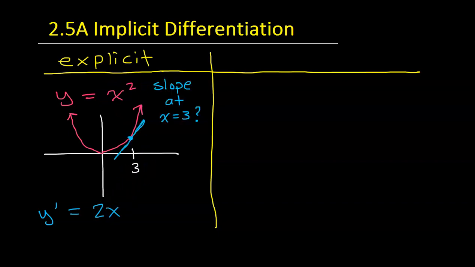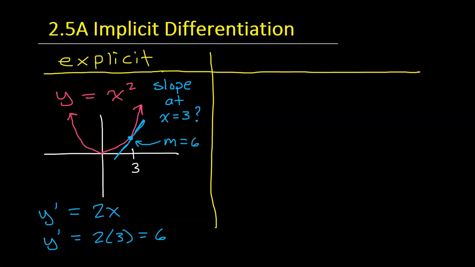Now, what if I wanted to know the slope at x equals 3? The slope right here. Well, we could just substitute 3 into the derivative, and that's going to give us the slope. So the slope at 3 would be 2 times 3, which would be 6. So the slope right here at this point is 6. That's how it works for explicit. That's pretty much what we've been doing this entire time.